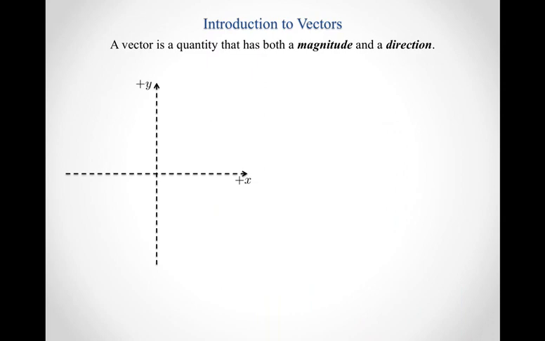Alright, so we've said that a vector is a quantity that has both a magnitude and a direction. Again, for this class, we're going to deal almost exclusively with vectors that are in two-dimensional space, so things that can be represented in the xy plane. So here's vector A. I notice that it points along the x-axis in the positive x direction.